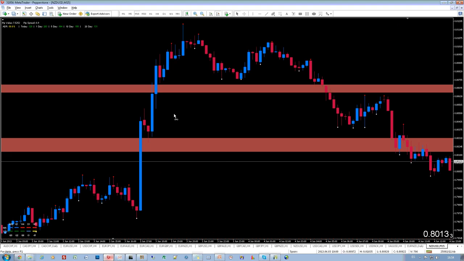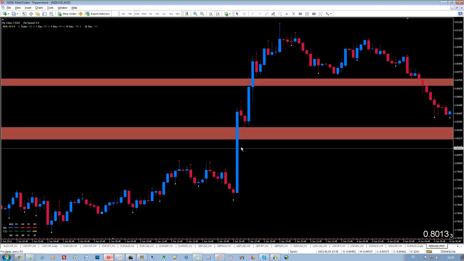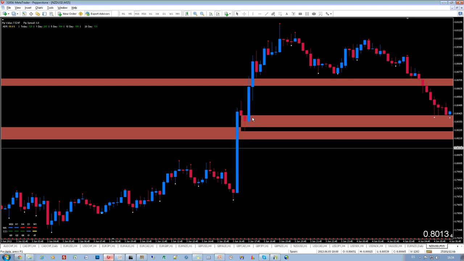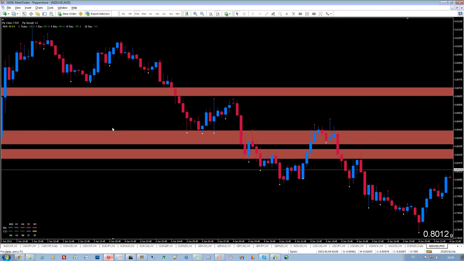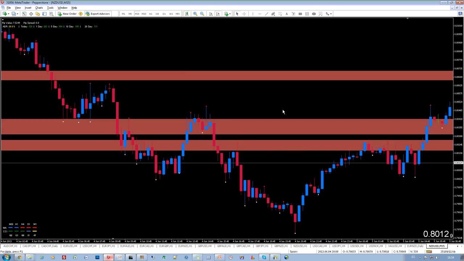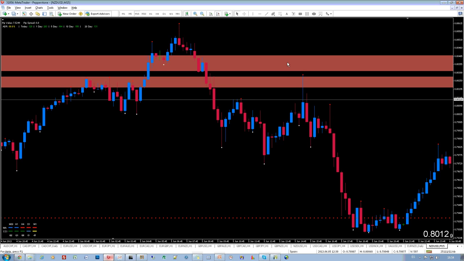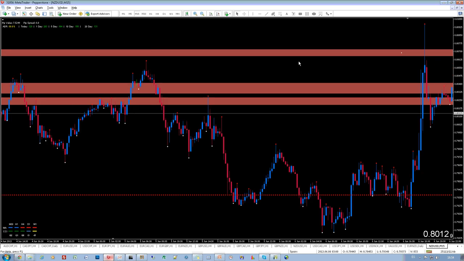So here we have an example of a good one for demand, a rally based on a rally. Okay. Like that. Okay. Price bumps into it and then it breaks it. So then you look for supply. Here it is. Here we got one right here.